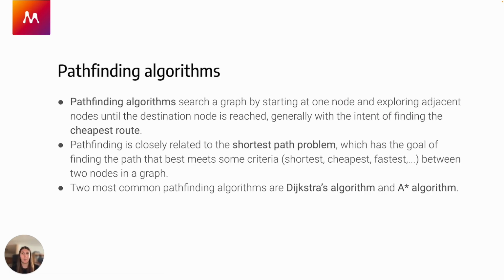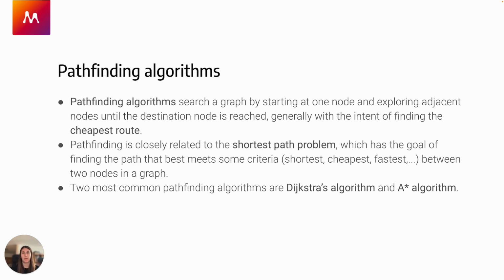In the end, we have pathfinding algorithms. They search a graph by starting at one node and exploring adjacent nodes until the destination node is reached. Generally, we want to find the cheapest route. So it's connected to the shortest path problem, which also has a goal of finding the path that best meets some criteria. It can be shortest, cheapest, fastest, and so on between two nodes in the graph.